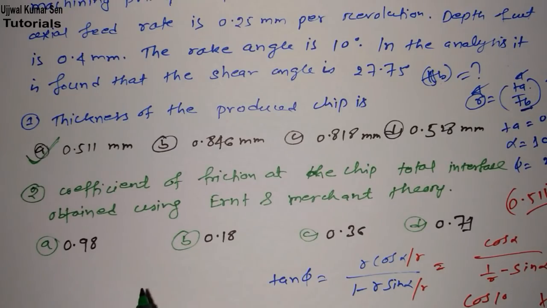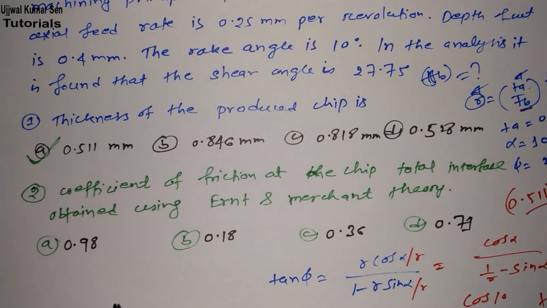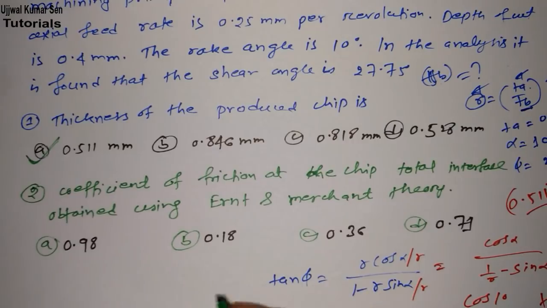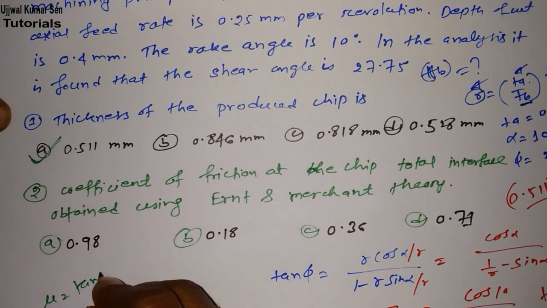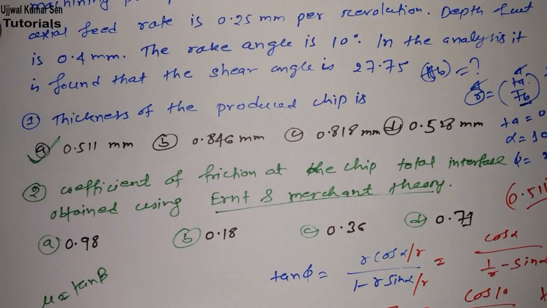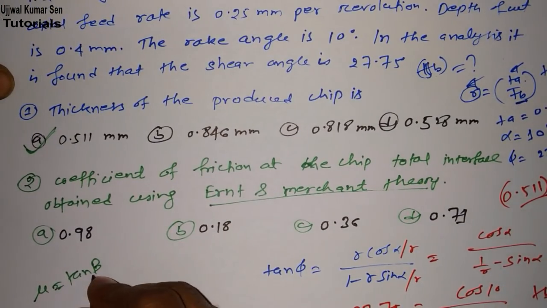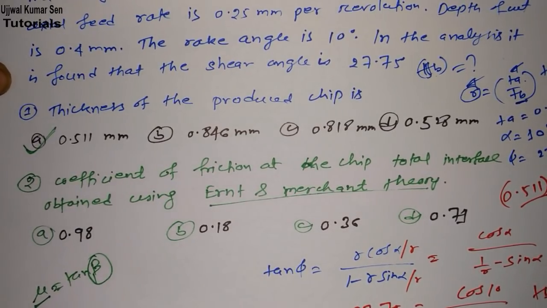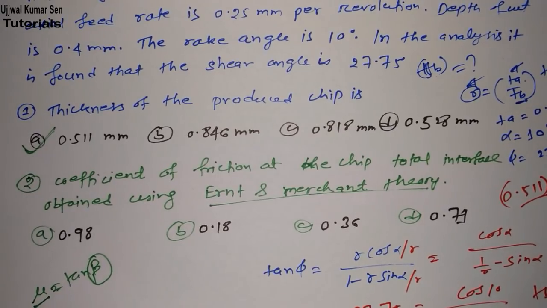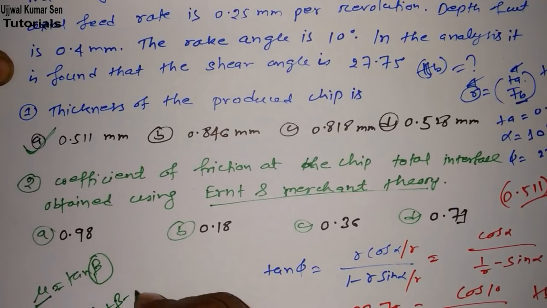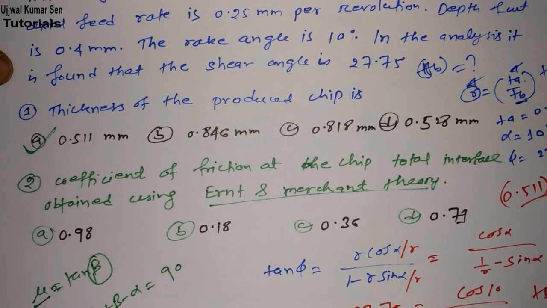Now the second question we got: the coefficient of friction at the chip tool interface obtained using Ernst and Merchant theory. This is simple. The coefficient of friction we have to find out, that is mu is equal to tan beta, and they have already shared with you that Ernst and Merchant theory we have to use to find out its value, right? So to find out mu, the coefficient of friction, we have to find out beta, and we have the relation. What is that relation? Let me share with you. 2 phi plus beta minus alpha is equal to 90 degree, right?